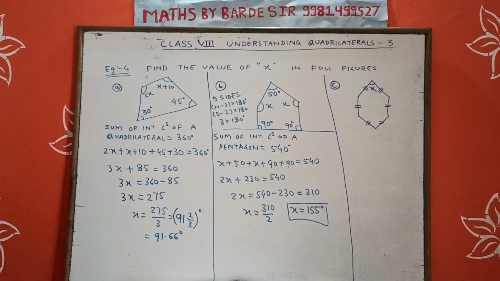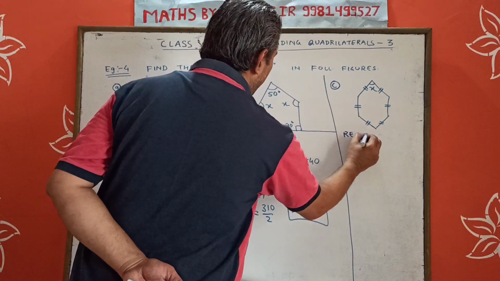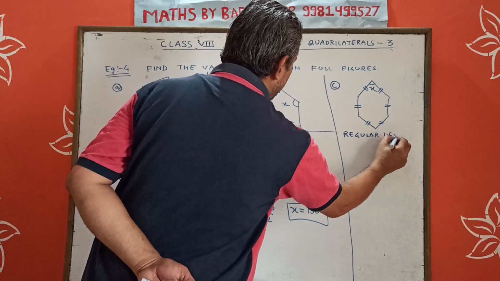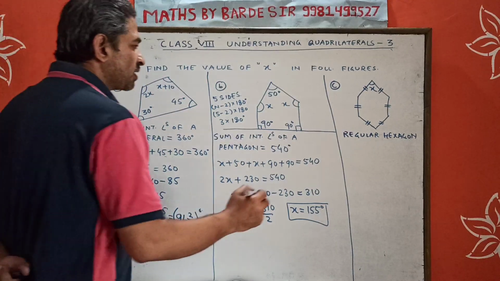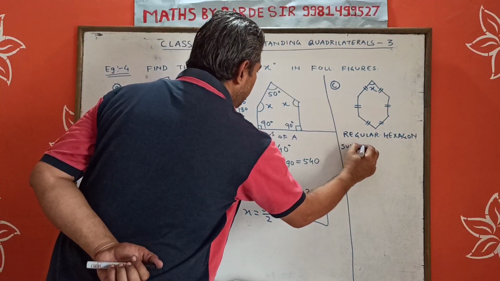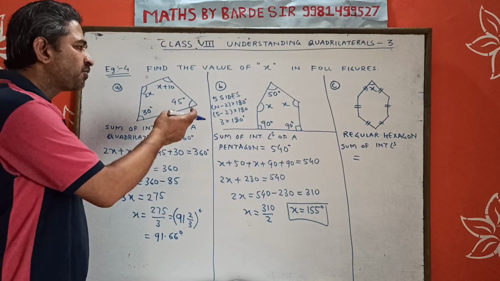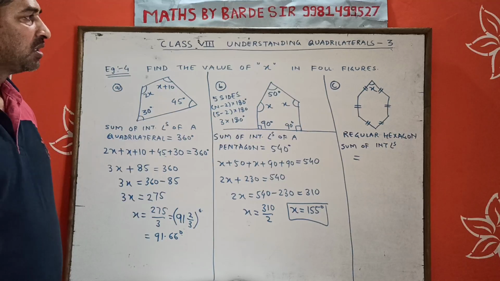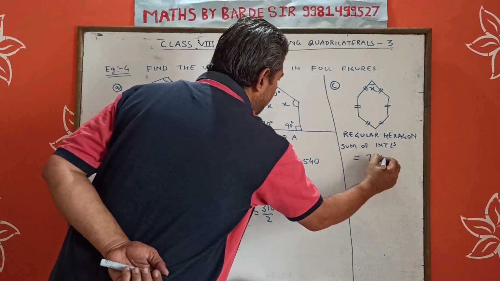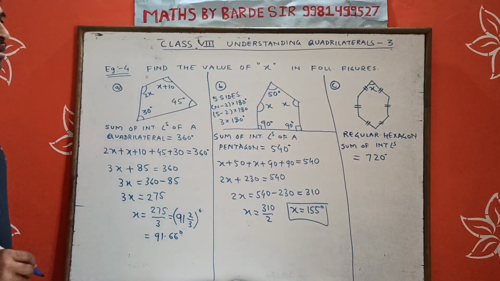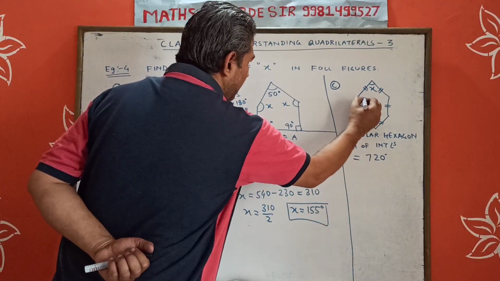Third one. See, this is a regular hexagon. Regular hexagon, 6-sided figure. Sum of interior angles will be, say in place of 5 now we'll have sides as 6. 6 minus 2 into 180, 4 into 180, that is 720 degree. All angles are equal. So we can have each angle is x.